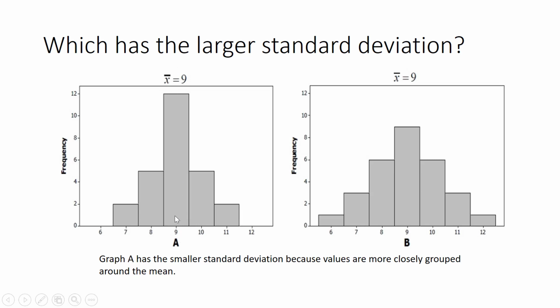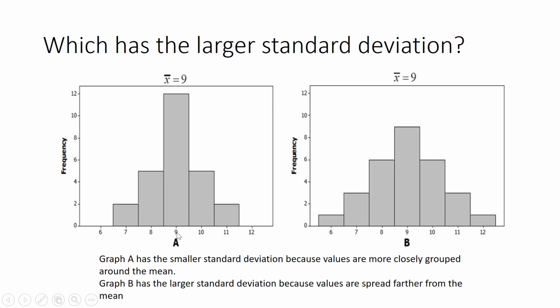Notice that the central column or bar is higher, and then as we move out away from the mean, the height of the bars decreases. If we look at histogram B, the height of the middle bar is lower than that of histogram A, and the height of the bars decreases more slowly as we move out from the center. So in graph B, we have more data that is farther from the mean.